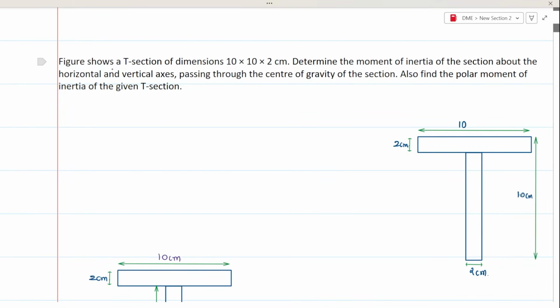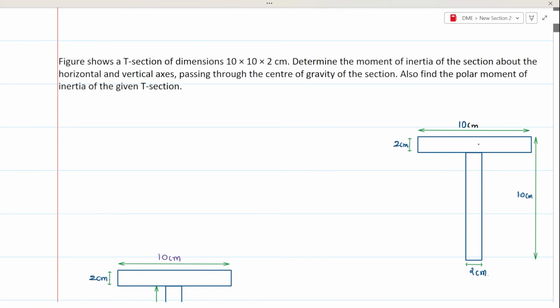Figure shows a T section of dimensions 10 into 10 into 2 centimeters. Determine the moment of inertia about the horizontal and vertical axis passing through the center of gravity of the section, and also find the polar moment of inertia for the given T section. So the dimensions are 10 centimeters.